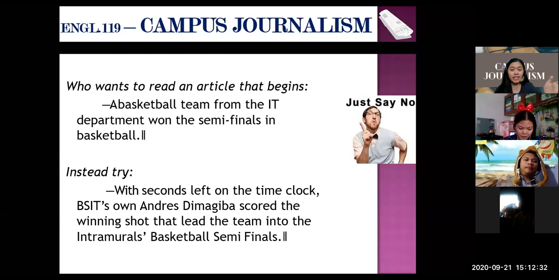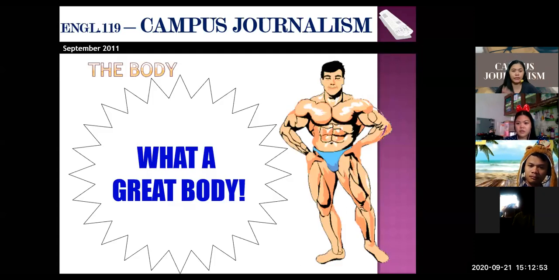With seconds left on the time clock, BSIT's own Andres de Magiba scored a winning shot that led the team into the basketball semifinals. No? It's something that is very interesting and catchy at the same time. Okay, so that's it for the lead.